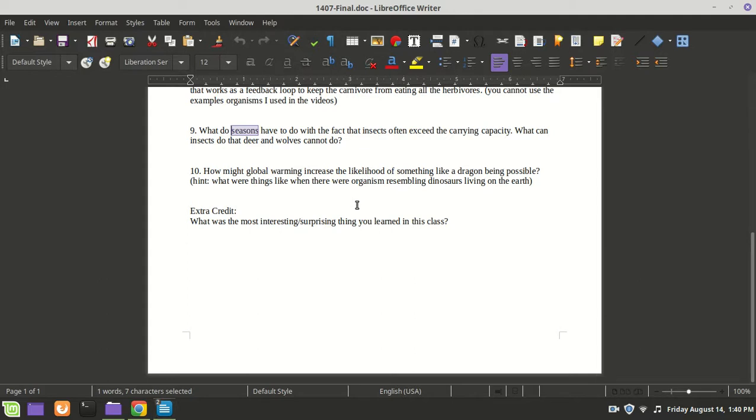Last one, how might global warming increase the likelihood of something like a dragon being possible? So think about what kept the dragon from being made possible, and think about how global warming might change that.